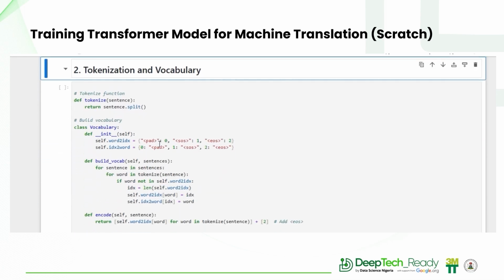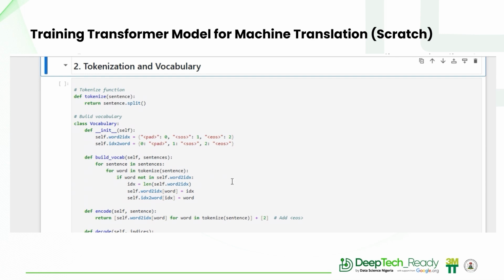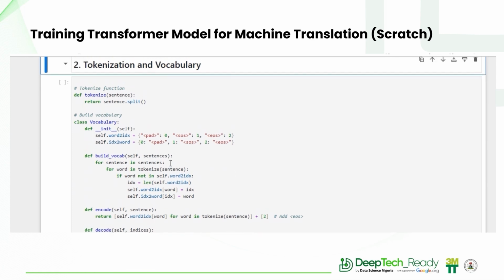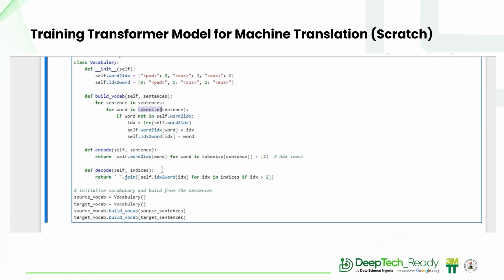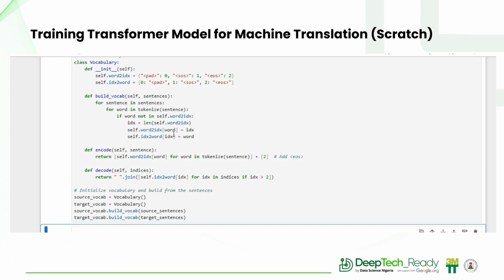So this is where we are tokenizing. For example, here we're writing a simple for loop, and this tokenized function splits the sentences into words for further processing, okay? So this is the entire code that does that. You can just run it, okay? This is basically setting our tokenizer and initializing our vocabulary to build from the particular sentences that we have.